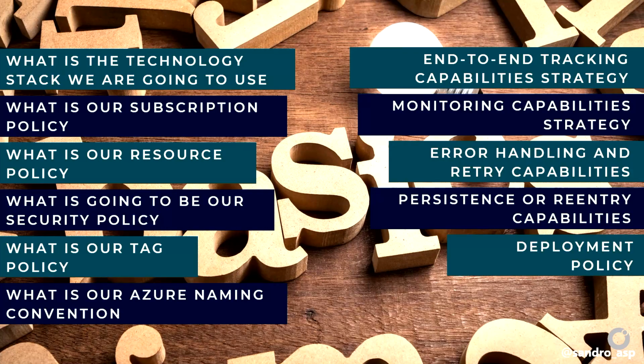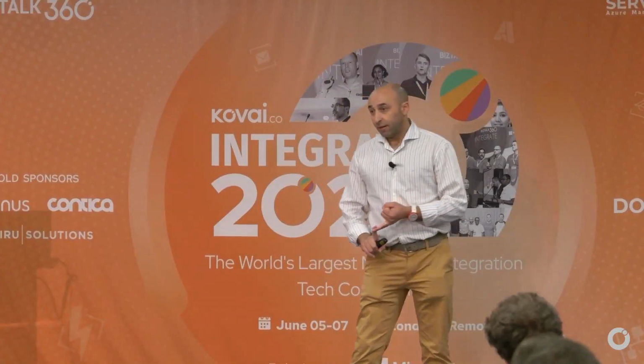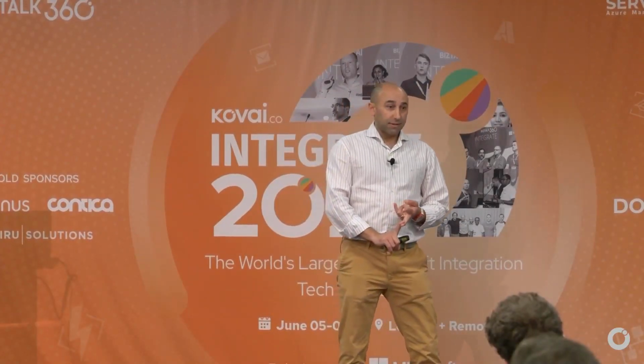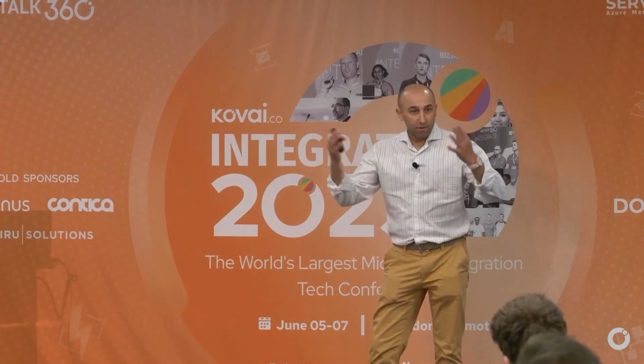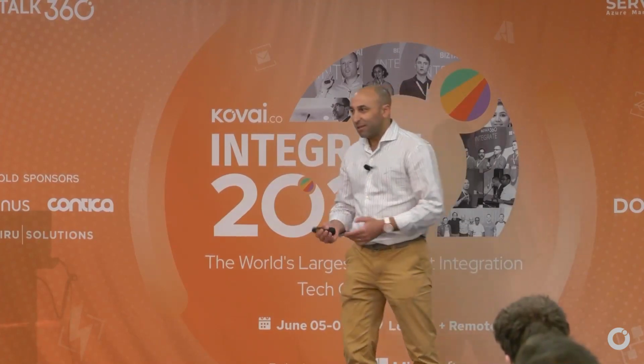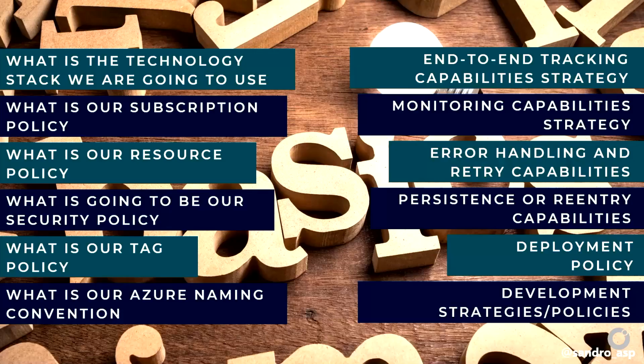And deployment policies, again, we have different deployment scenarios for API management. Azure function is different. Logic app consumption is different. Logic app standard is different. All of the services have a different deployment solution, no? You have to be consistent of that. And then, again, all of these deployment strategies.